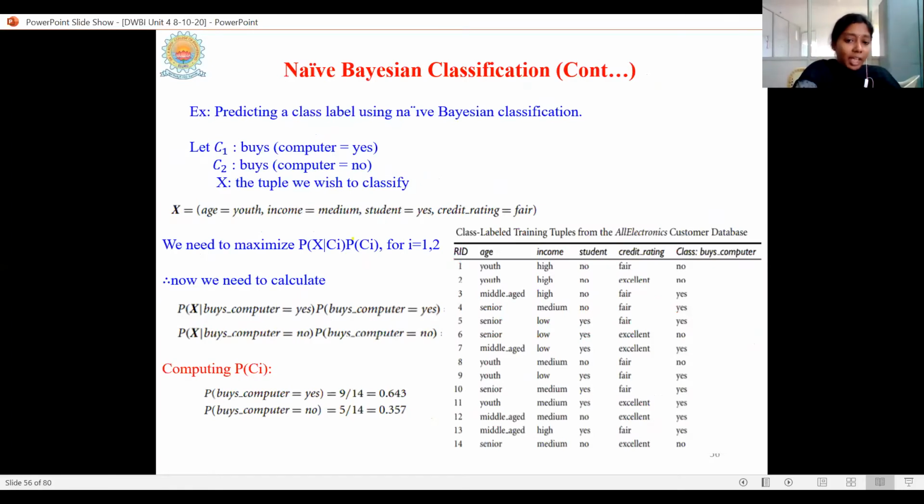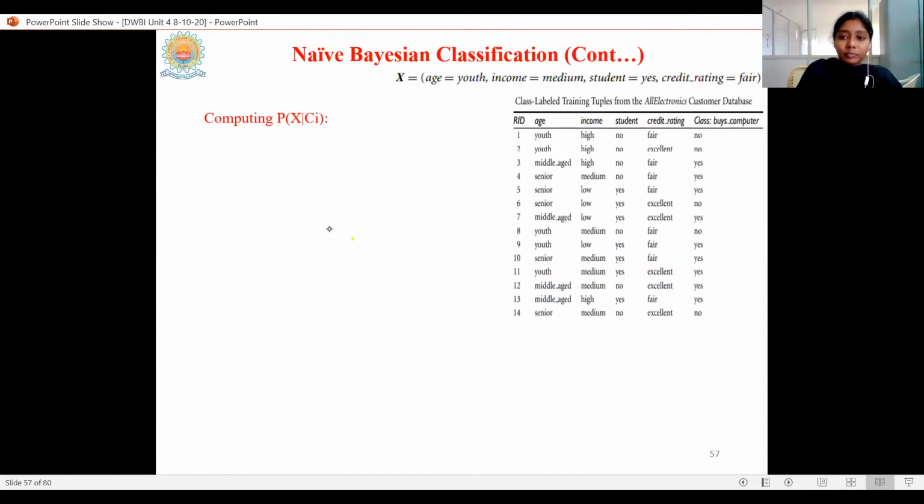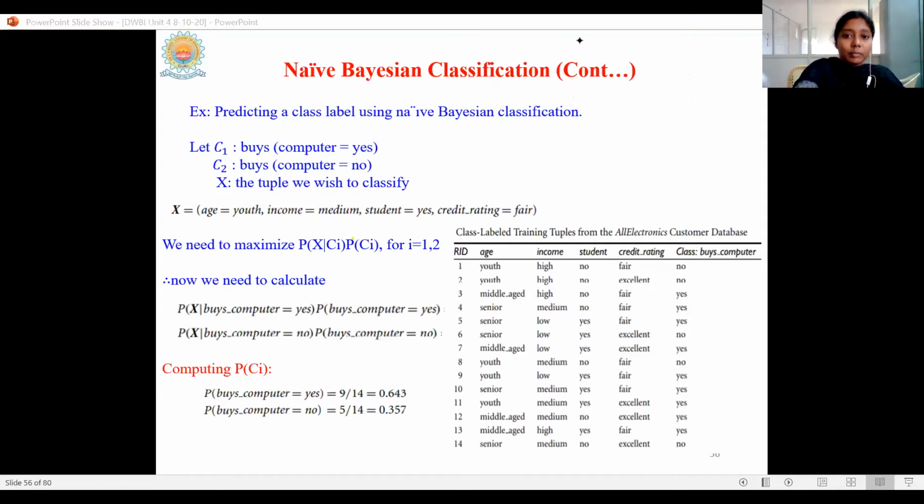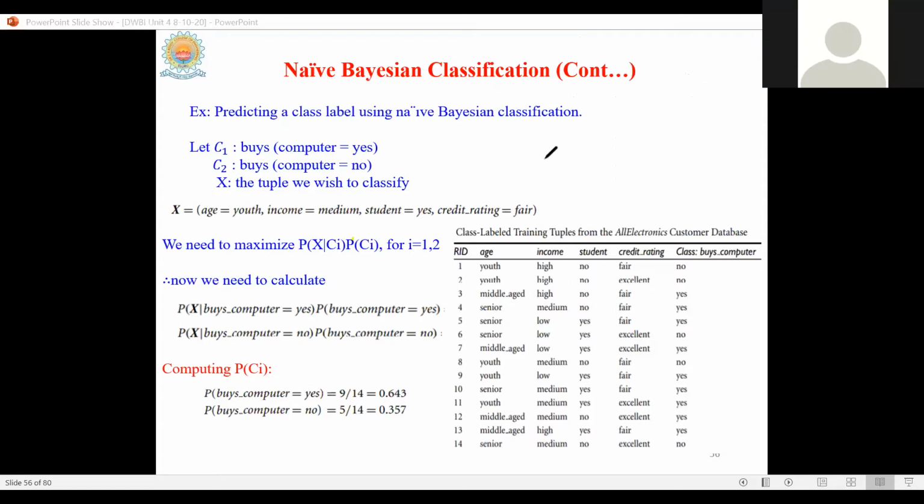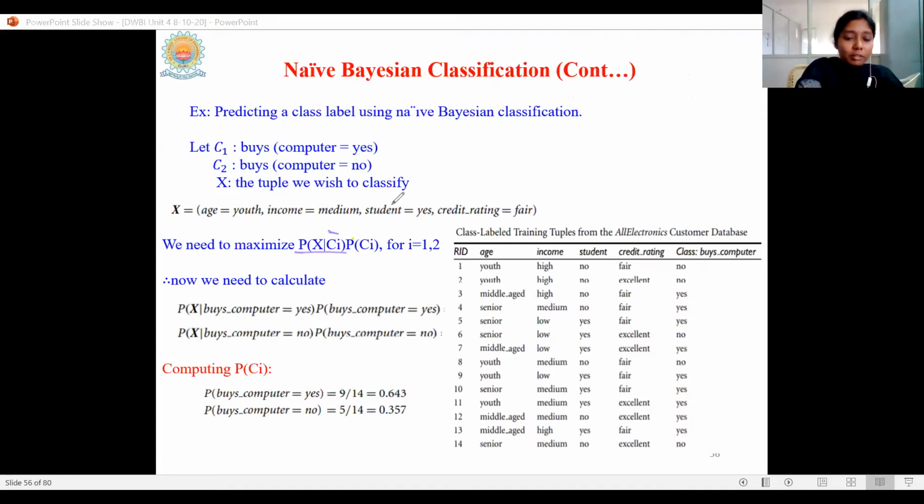So let us see here. Since we are already having the value of P of C1 and P of C2, and we have calculated this for both the classes as S and no. We have calculated this value just now. So what to do? We need to multiply this value with this value. So the value for S is 0.643 and value for no is 0.357. I think the time is over. Let me finish it.